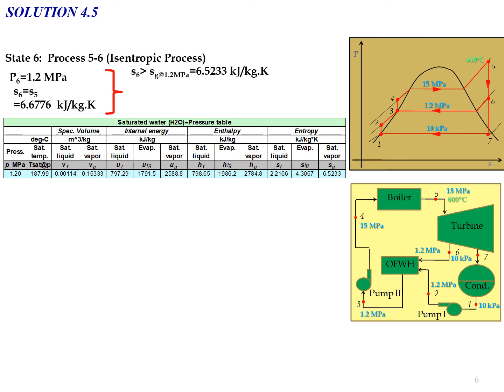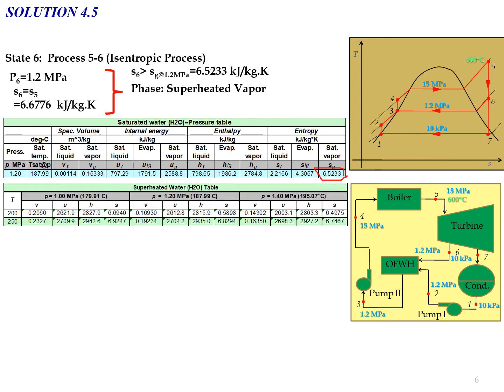From the saturated water pressure table, we look into the 1.2 megapascal, and from this table we know that the entropy, which is 6.6776, is larger than the saturated vapor entropy of 6.5233. So we know that this state is in the superheated vapor phase, so we should look into the superheated table.